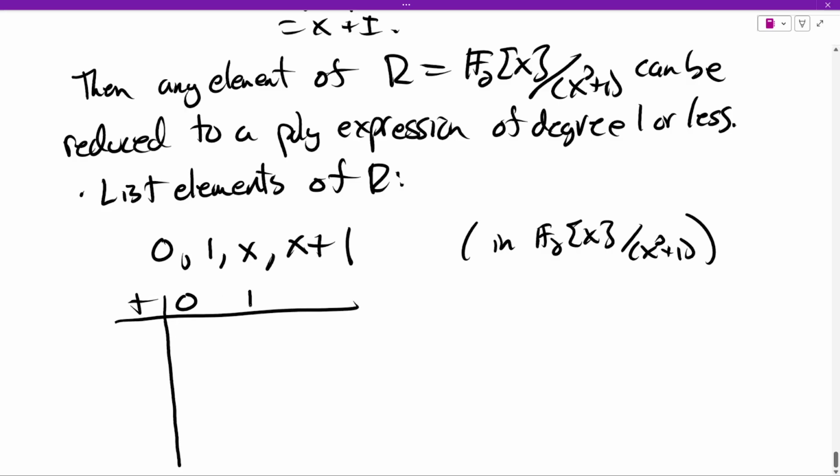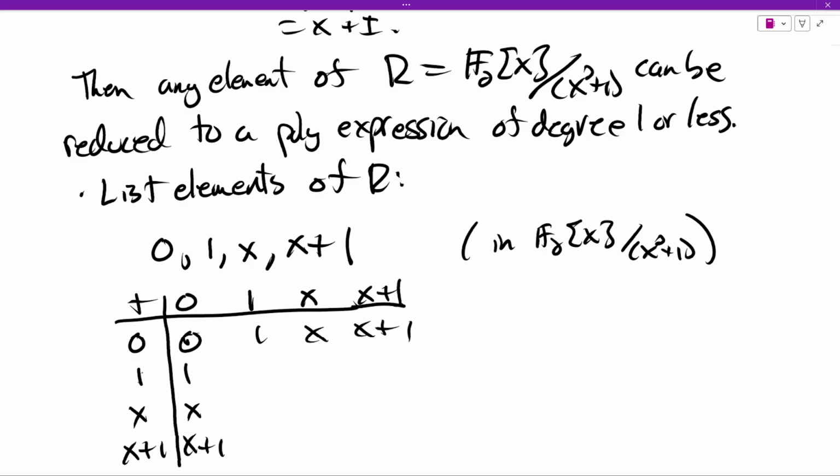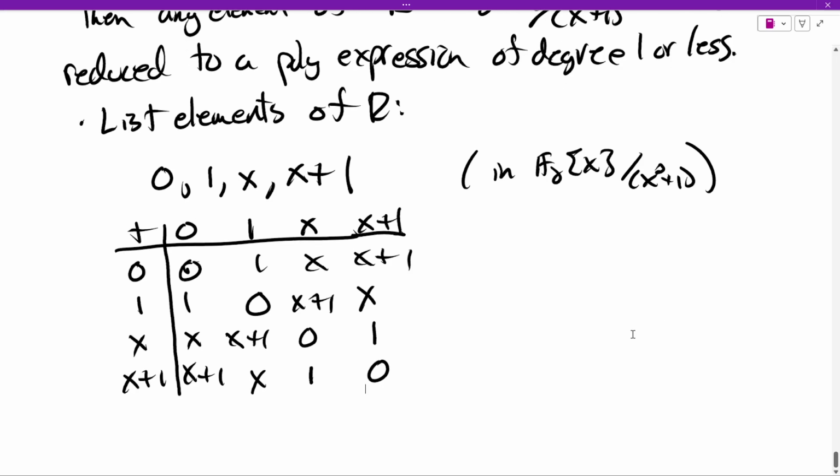So let's look at the addition table then here. All right, 0 plus 0 is 0, 1, x plus 1. This is all normal. 1 plus 1 is 2, which is 0. 1 plus x is x plus 1. 1 plus x plus 1 is x plus 2, which is x. x plus 1 is x plus 1. x plus x is 2x, which is 0. x plus x plus 1 is 2x plus 1, which is 1. And then we'll fill out the rest. x plus 1, I think we get 1 here, and then I think we get 0. So that's our addition table in this ring.